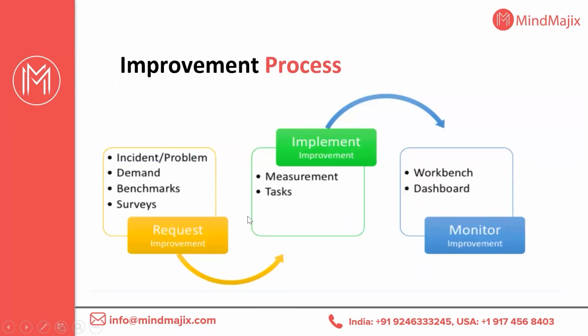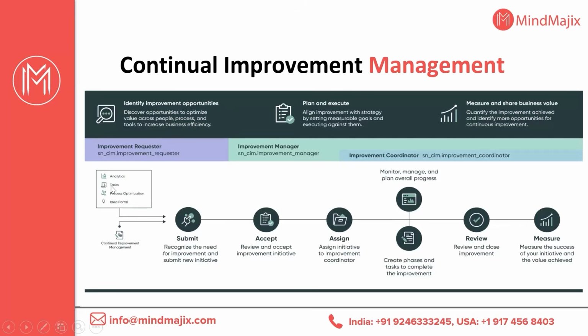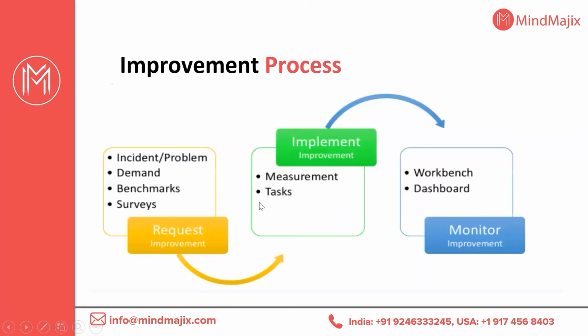Okay. So improvement process, where will the improvement come from? It can be coming from incident or problem. It could be coming from demand. It could be coming out of surveys. It could be coming out of benchmarks, as I told you in the previous slide. It could be from the analytics. It could be from the task. Tasks basically are incident and problems. And it could be a process optimization. It could be coming from a portal.